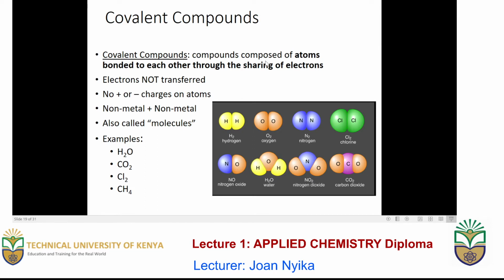Examples include water, carbon dioxide, chlorine gas, and methane. We will see some of the examples of these structures as we move on. But see the way the electrons are shared. This is hydrogen gas, oxygen gas, nitrogen, chlorine, nitrogen oxide, water, nitrogen dioxide, and carbon dioxide.